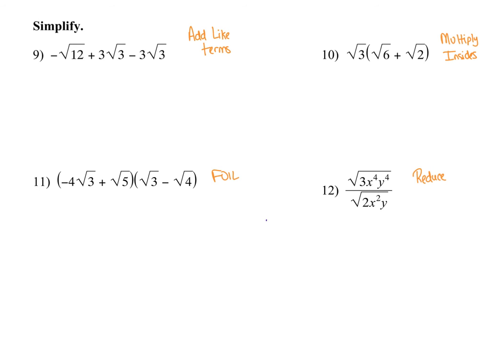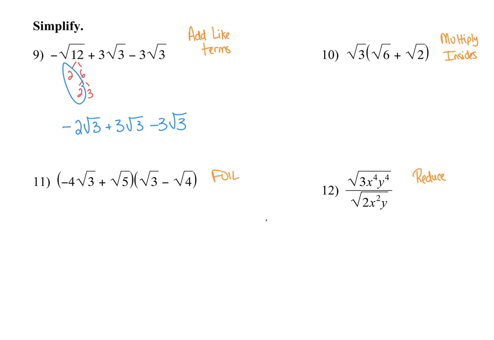For something like number 9, before I even decide if I can or cannot add them, I need to make sure they are simplified. Square root of 12 is not simplified. So I'm going to simplify it with my factor tree just like I did on the prior problems. 2 and 6, 2 and 3. I already have a negative out there. So when I take this 2 out, it needs to be a -2, a 3 on the inside, plus 3 square root of 3 minus 3 square root of 3.